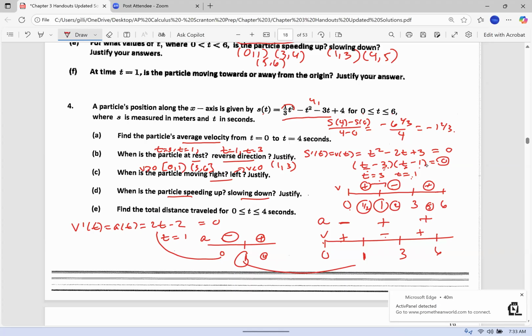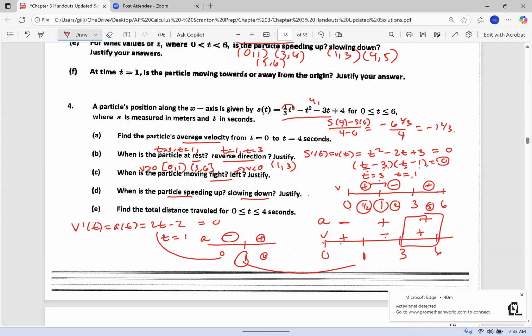When velocity and acceleration have the same sign, the particle is speeding up. You got to be careful. I had a different sign there, but I have positive, positive, and velocity should be positive, negative, positive. Yeah, so that's probably wrong in my solutions. I don't know why I had that here. I think in my solutions I had a negative before, but it's clearly a positive.